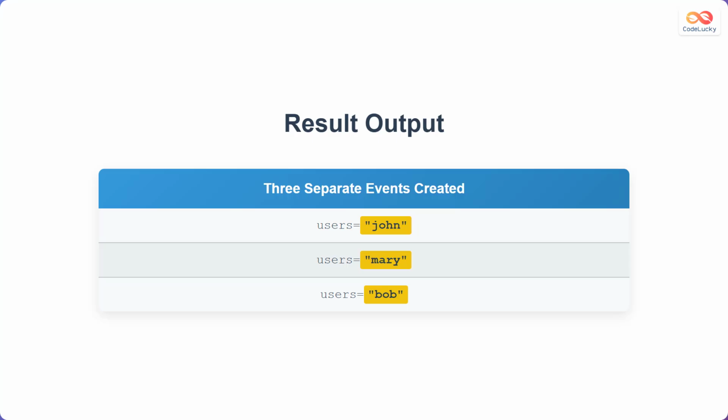After executing the split command on our example data, Splunk creates three separate events from the original single event. The first event contains users="John". The second event contains users="Mary". The third event contains users="Bob". Each of these new events maintains all the other fields from the original event, but now the users field contains only one value instead of the comma-separated list. This transformation makes it much easier to perform analytics on individual users.